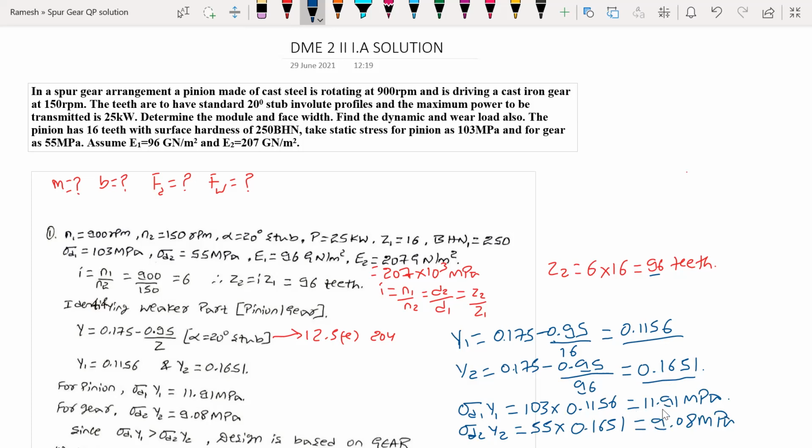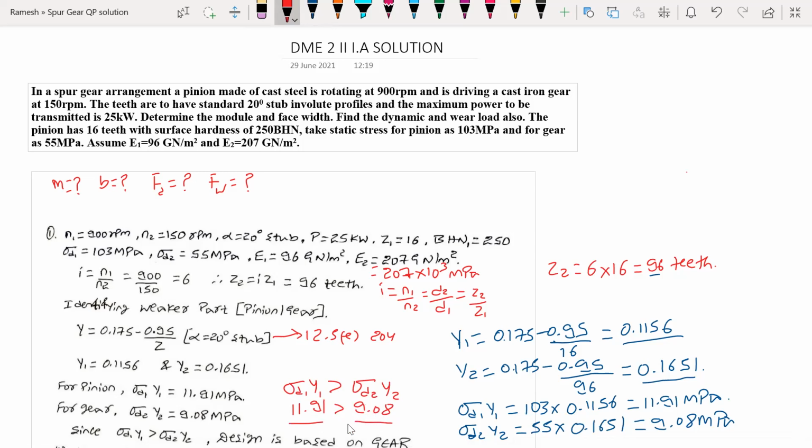Now compare both the values. For the pinion, you are getting 11.91, whereas for the gear, you are getting 9.08. Which means in this case sigma d1 y1 is greater than sigma d2 y2. This 11.91 is greater than 9.08. So here the pinion is stronger, whereas the gear is weaker.